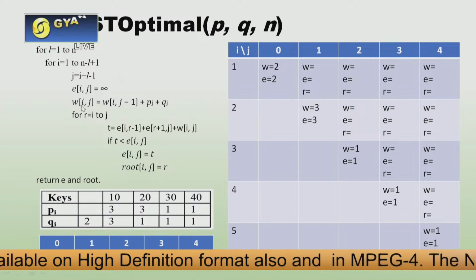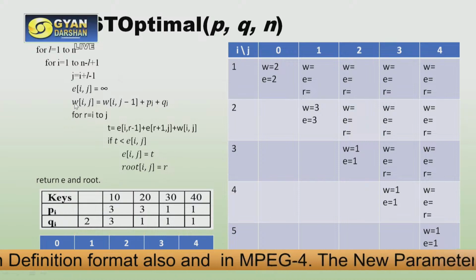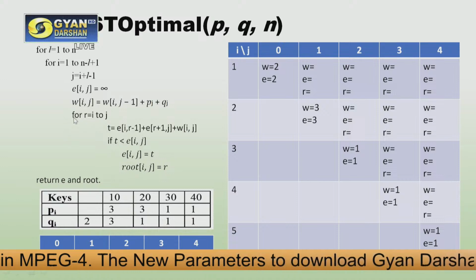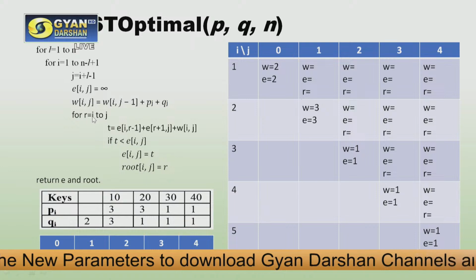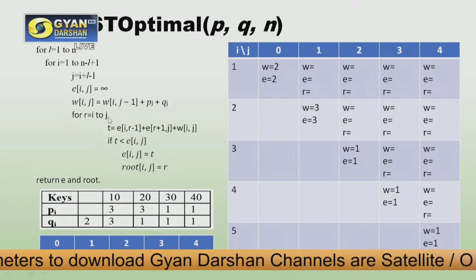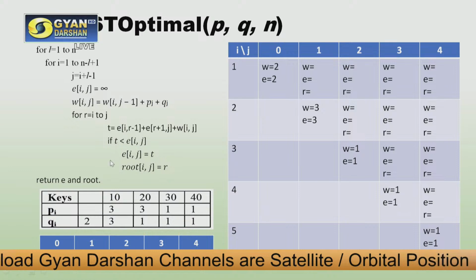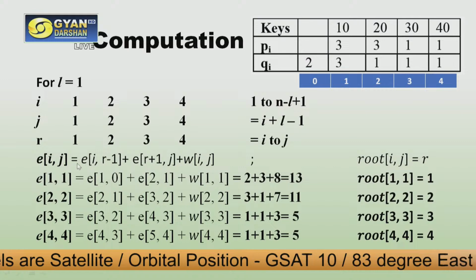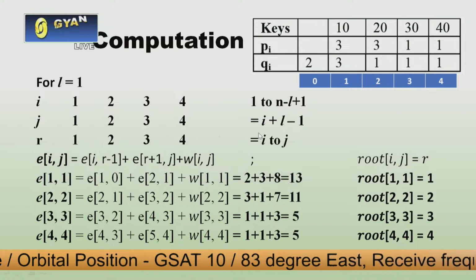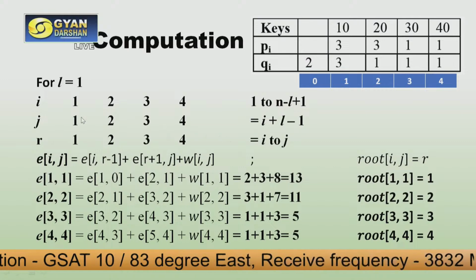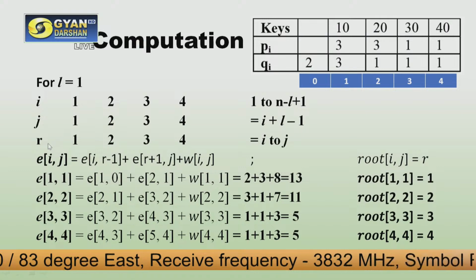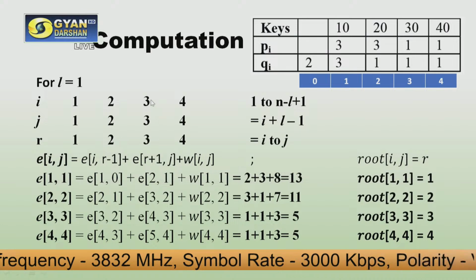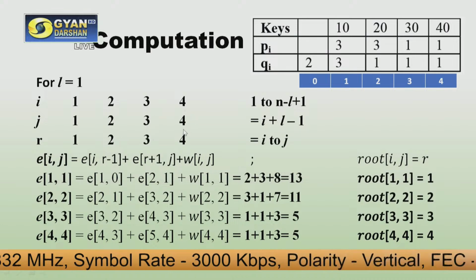In this algorithm, the W computation is straightforward, going on one by one. W will be computed, but R will be there for I to J. So this value, and thereafter this computation has to take place. The value of R is from I to J. Since I and J both are 1, R is 1. Both are 2, so R is 2. R is 3 and 4, like that.